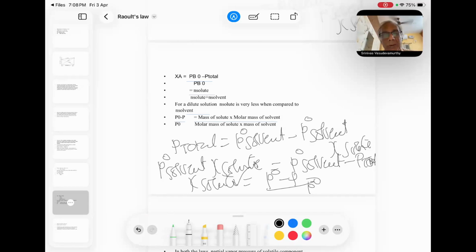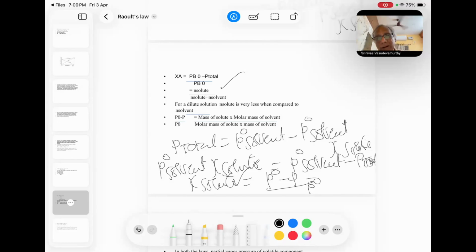P naught minus P by P naught equals mass of solute by molecular mass of solute into molecular mass of solvent by mass of solvent. But in most cases, better you take it as mole fraction of solute: P naught minus P by P naught is equal to the mole fraction of solute for a solution containing a non-volatile solute and a volatile solvent, which is equal to number of moles of solute divided by number of moles of solute plus number of moles of solvent. Right?